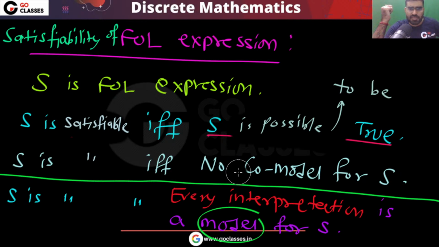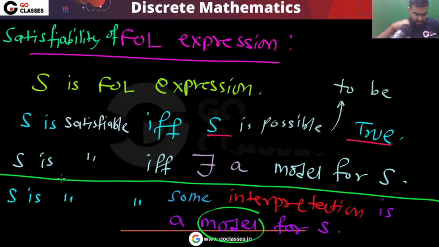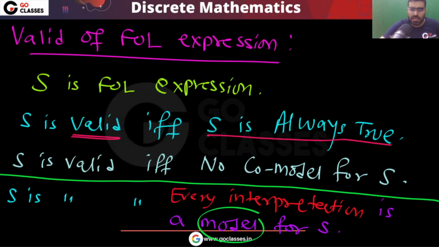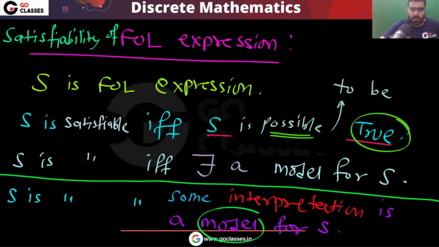It means there exists a model for S. It means some interpretation is a model for S. Some interpretation you can give, you can make it true. That is satisfiability of a first order logic expression. Okay, very simple. So these are the points.